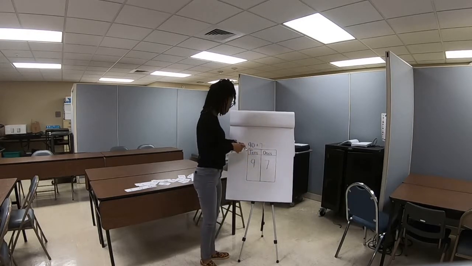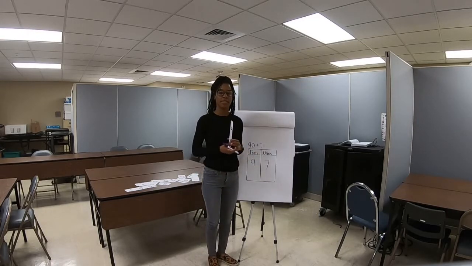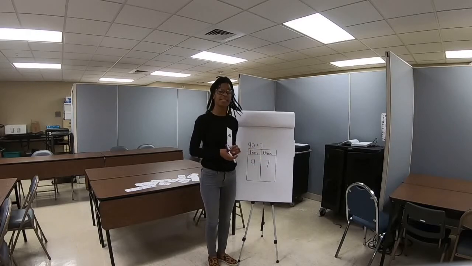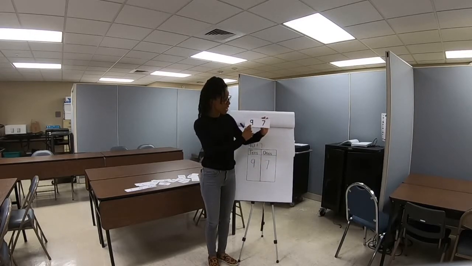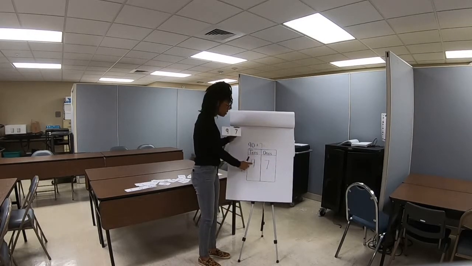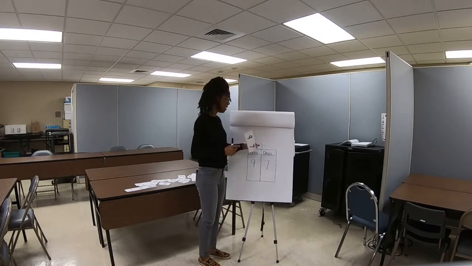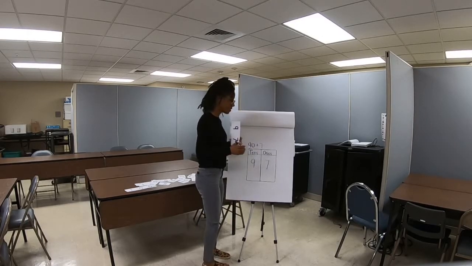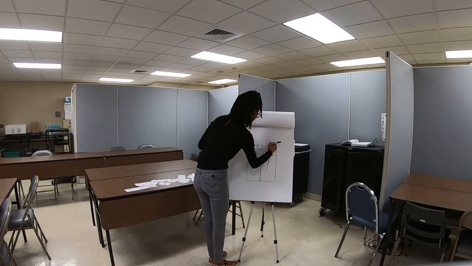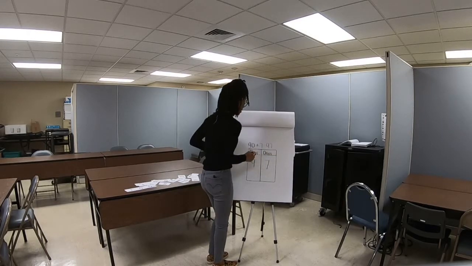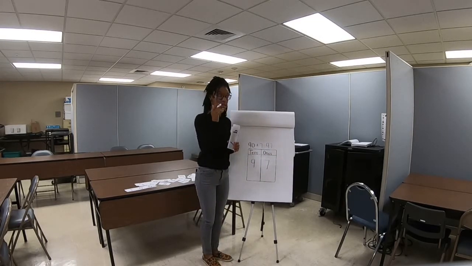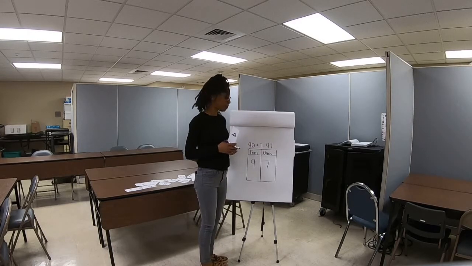So the value of 7 is 7 in the 1 spot. But the value of 9 in a 10 spot is actually 90. And the value of 7 in the 1's place is actually 7. So 90 plus 7 is 97. Awesome job. Now it's time for us to draw our 10s and 1s.